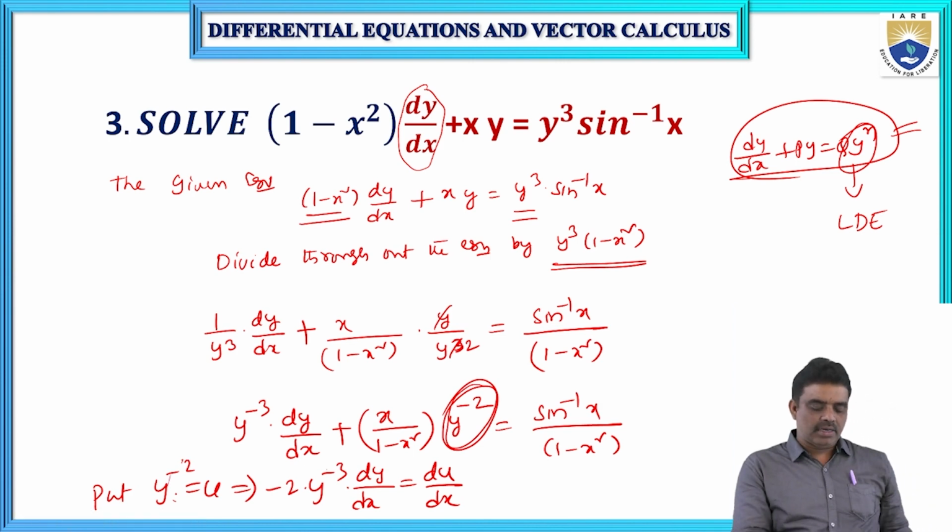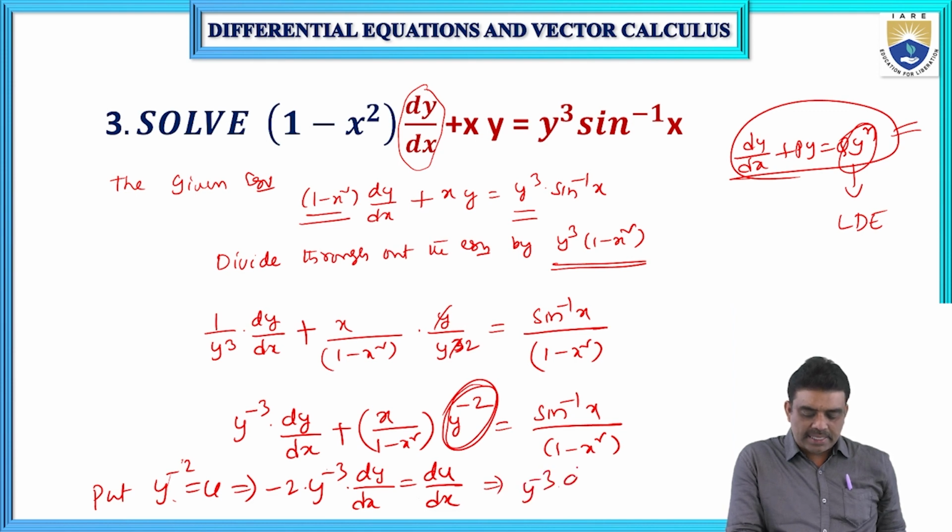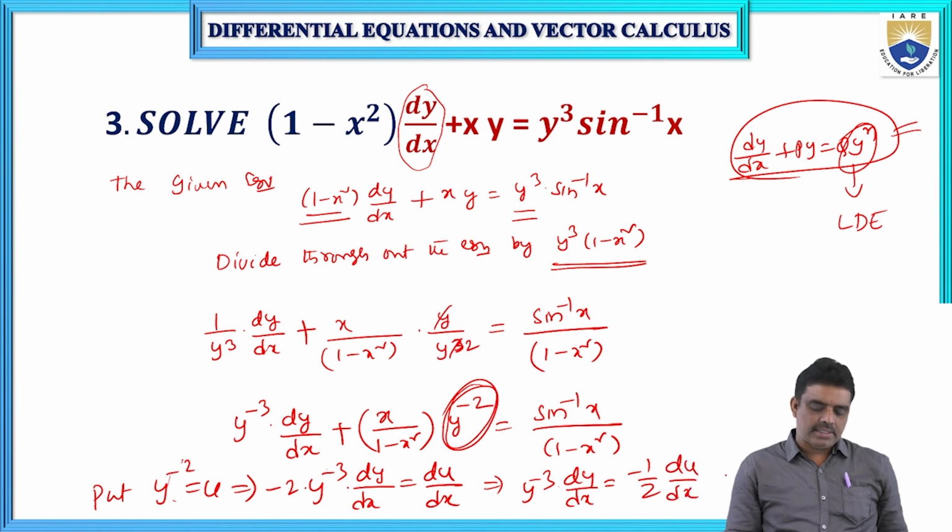With respect to x on differentiating, you will get dy by dx also, and on the right hand side it is du by dx. Or I can write y power minus 3 dy by dx is equal to minus 1 by 2 into du by dx. So call this equation 1.